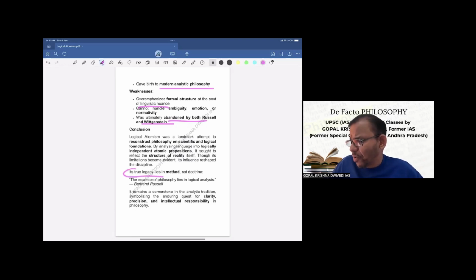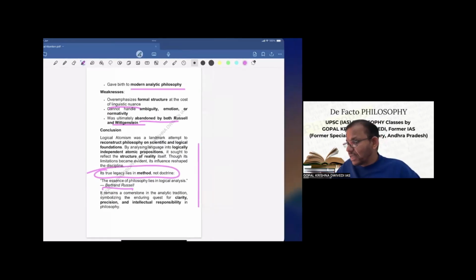So this is again a very important conclusion. In fact, you can also use it in your answers if you write. Its true legacy lies in method, not in doctrine. And as Bertrand Russell said, the essence of philosophy lies in logical analysis. So its method is important rather than the theory or the doctrine which it advocates. Particularly its metaphysics and epistemology may not be very relevant, but the method is definitely relevant. It remains a cornerstone in the analytic tradition, symbolizing the enduring quest for clarity and precision. So we conclude here.